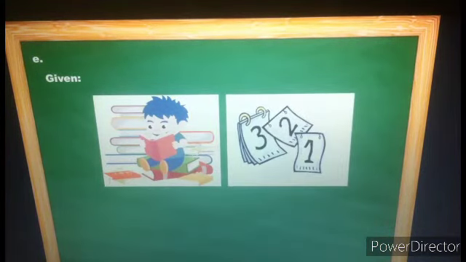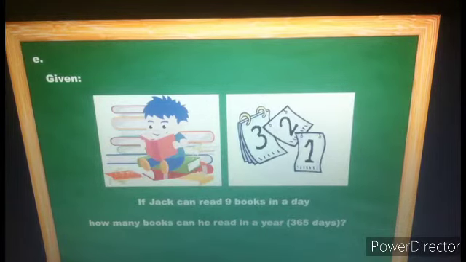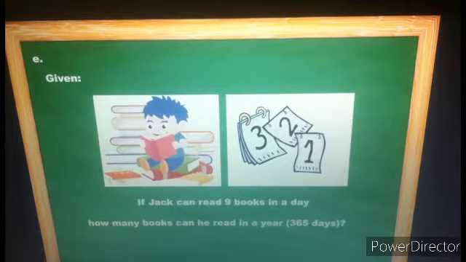Having this kind of collection made Jack a fast reader. If Jack can read 9 books in a day, how many books can he read in a year? A year consists of 365 days. If each day Jack can read 9 books, how many books can he read in a year? What is your answer? Okay, very good. It's 3,285 books, by the use of multiplication, multiplying each of the given terms.